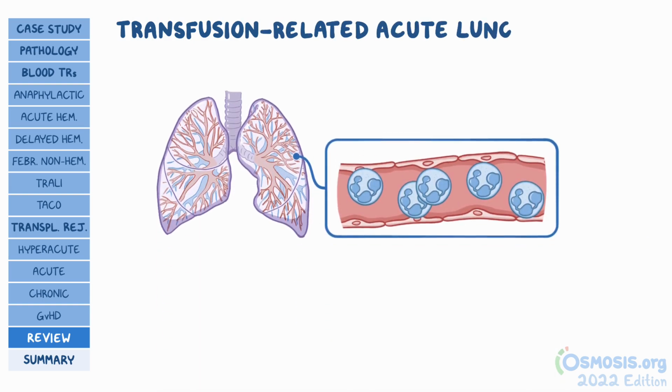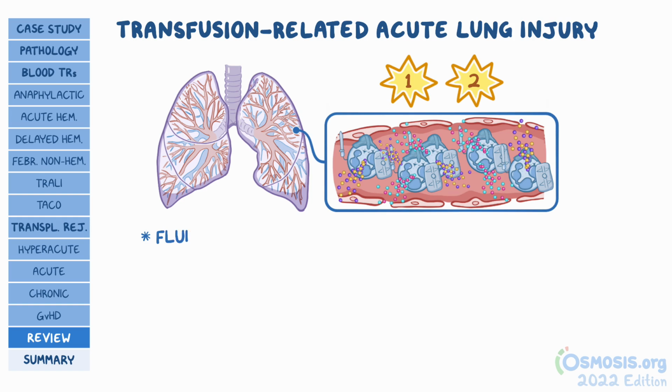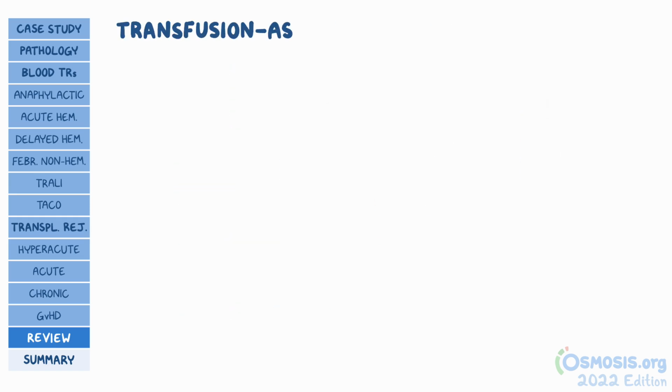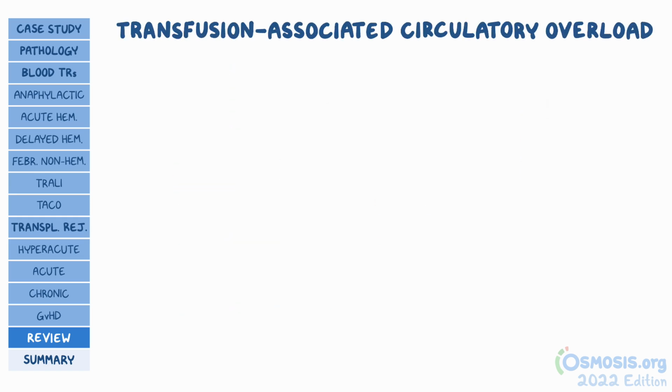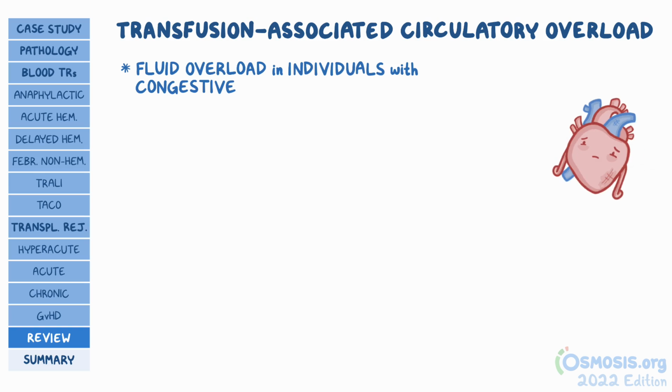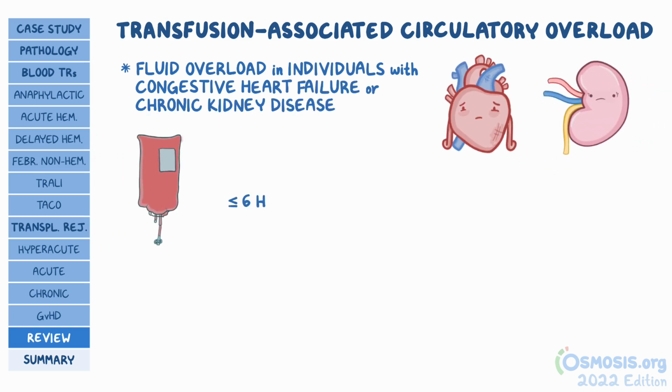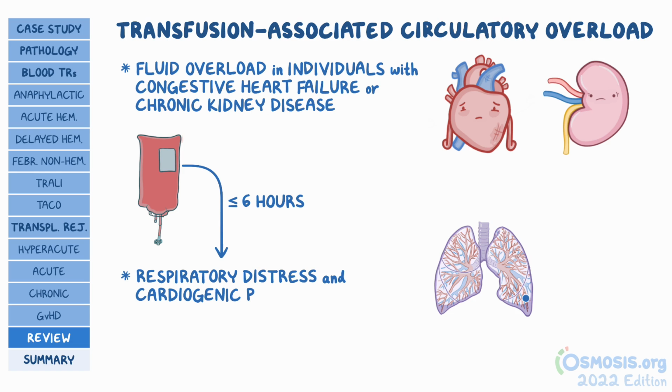Transfusion-related acute lung injury results in fluid accumulation in the lungs within minutes to 6 hours, leading to non-cardiogenic pulmonary edema. On the other hand, transfusion-associated circulatory overload typically occurs due to fluid overload in individuals with congestive heart failure or chronic kidney disease, and presents within 6 hours of the transfusion with respiratory distress and cardiogenic pulmonary edema.